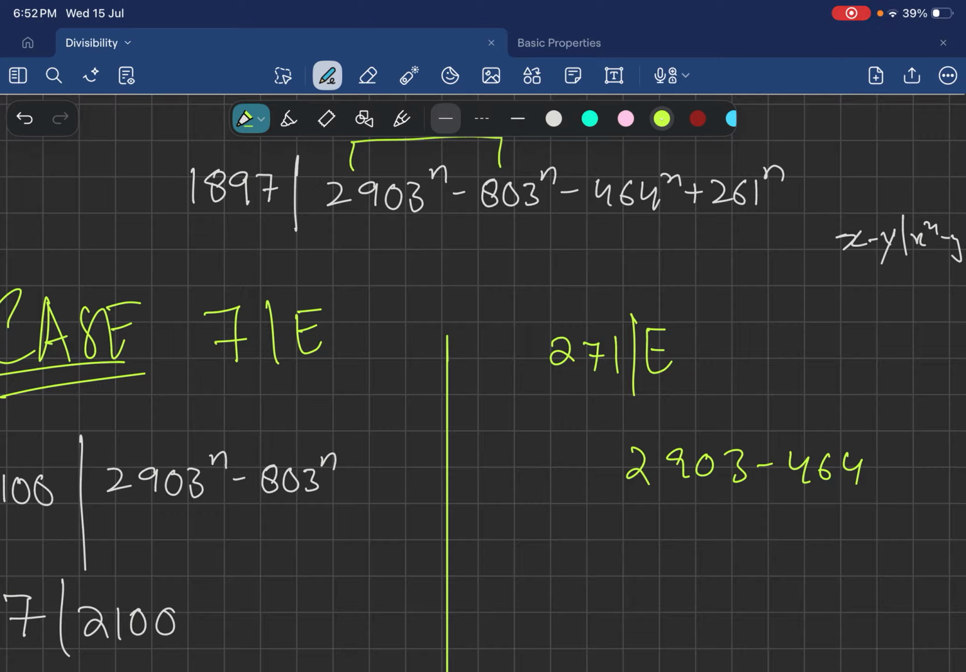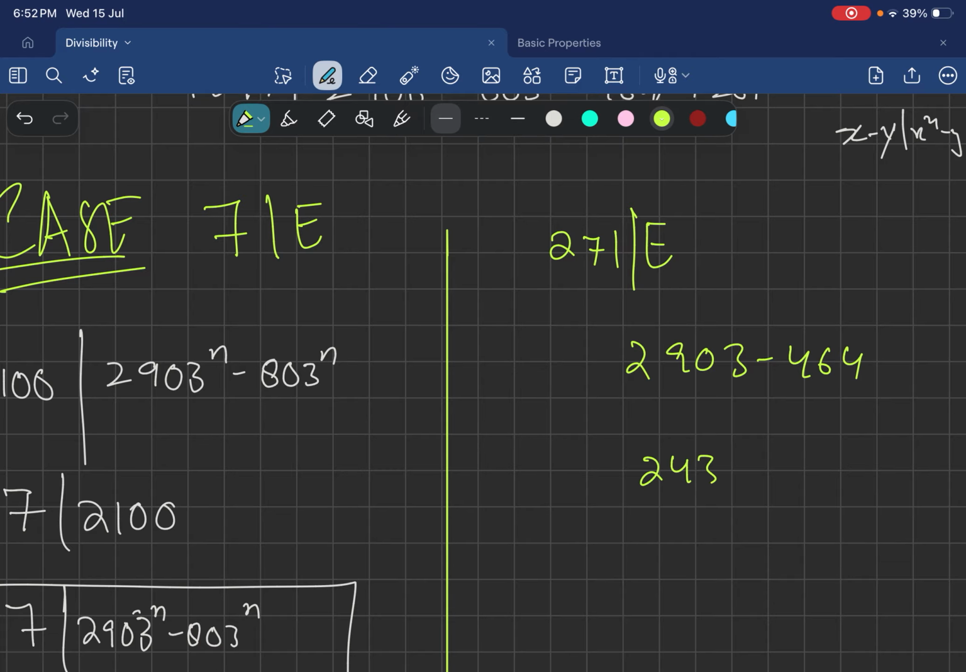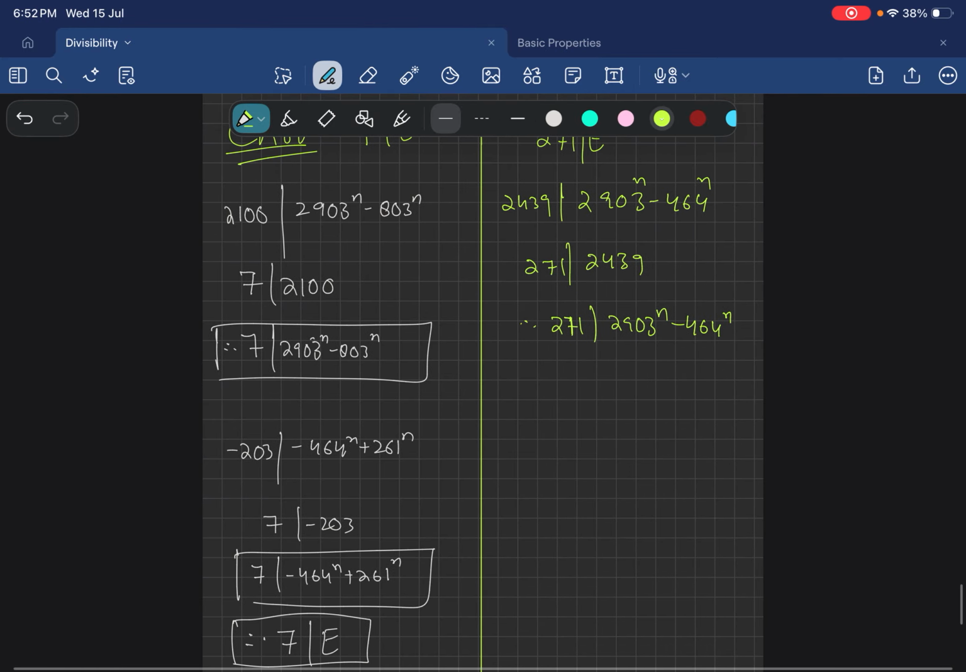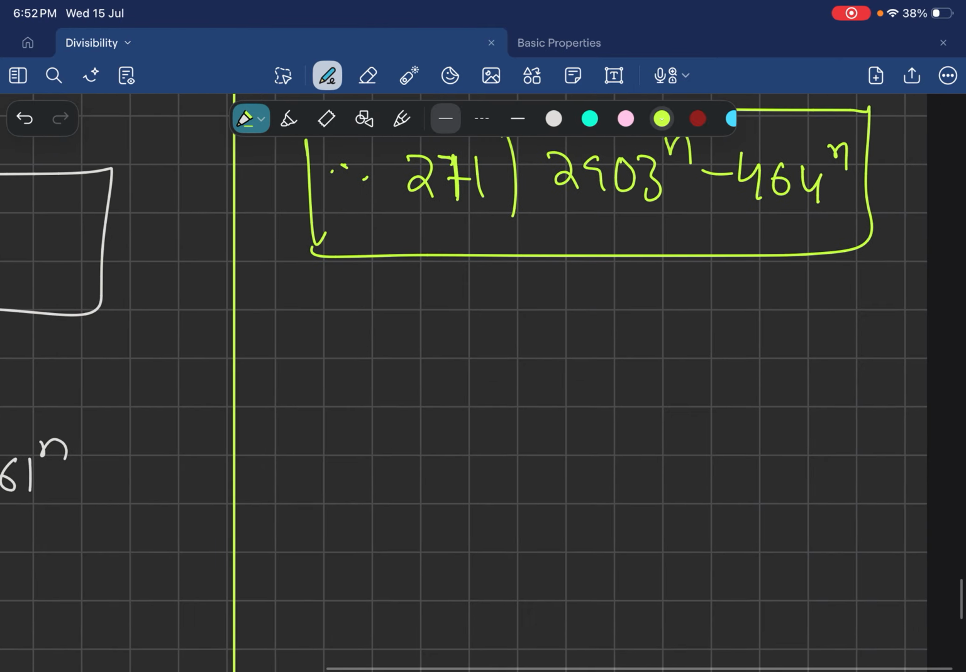What do we get then? 2903 minus 464 gives 2439. Does 271 divide that? Let's check. Yes, 271 divides this. Therefore we can say that 271 divides 2903 to the power n minus 464 to the power n. So the very first thing is proved.